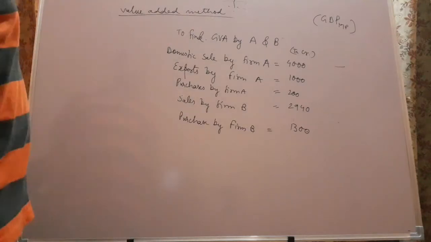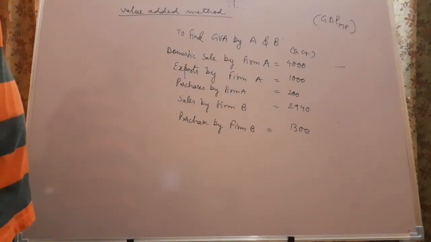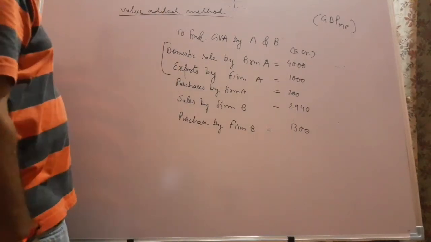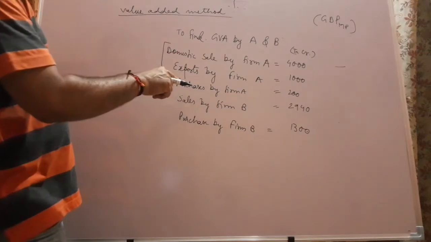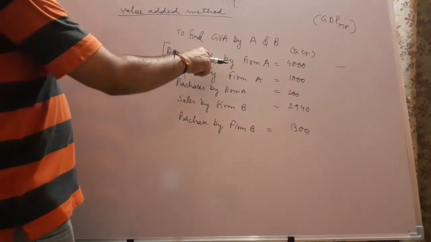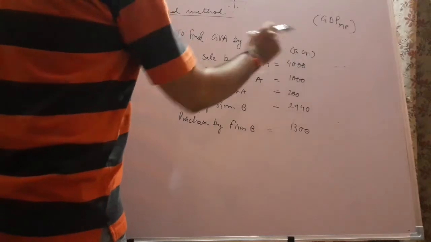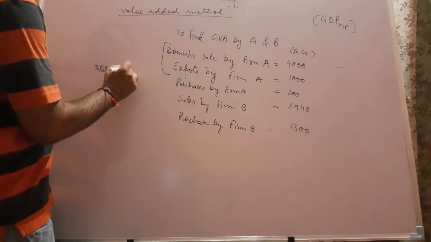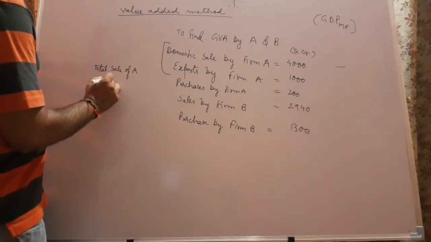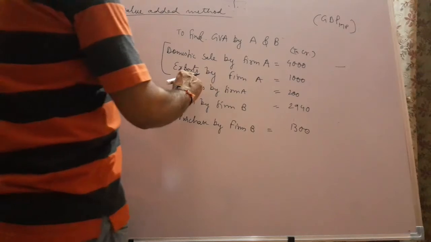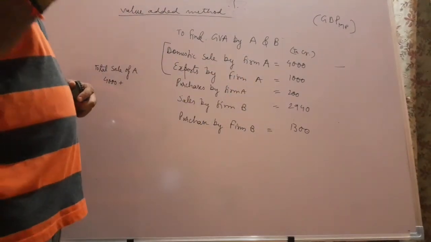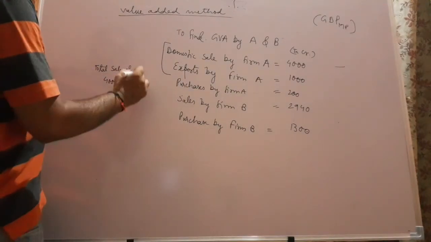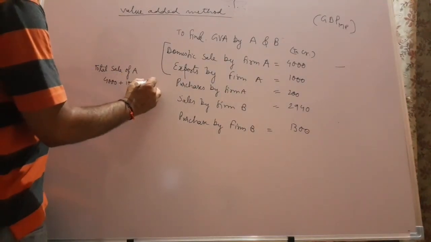We have to find gross value added by firm A and B individually. So first we will find total sales. Domestic sale means it is not total; it is the sale within the country. So domestic sale is 4,000. So total sale of A is 4,000 plus export by firm A. It means from our country to other countries, the total export made was 1,000. So the total sale of firm A will be 5,000.